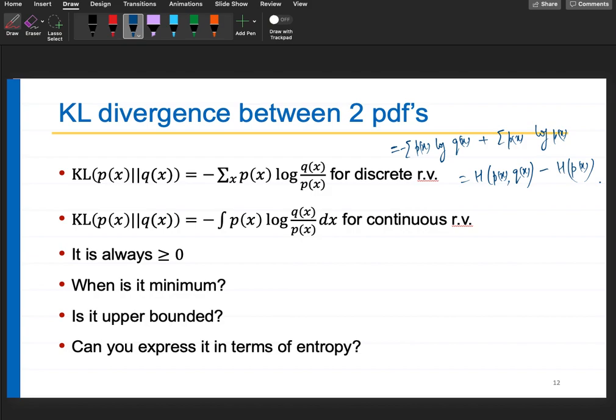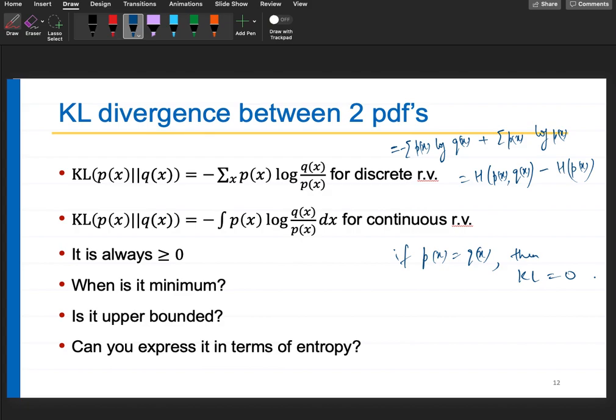When is this KL divergence minimum? If Px is equal to Qx, then this term basically becomes log 1 always. Log 1 is always 0. So summation over 0, so it is always 0. Then KL divergence will be equal to 0. And then you can prove that it is always greater than or equal to 0. It is 0 only when Px is equal to Qx.